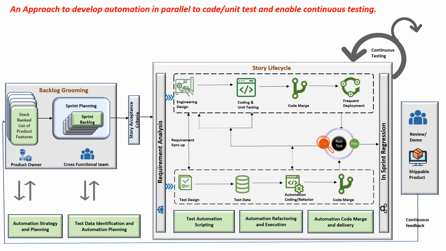Here, if everything passes, then that will complete the story, and then in-sprint regression will begin in the integrated environment as part of the continuous testing to ensure that there is no regression impact on the existing functionality.